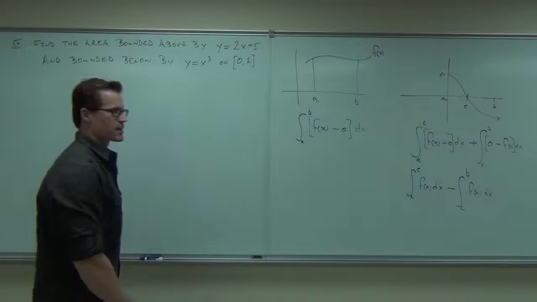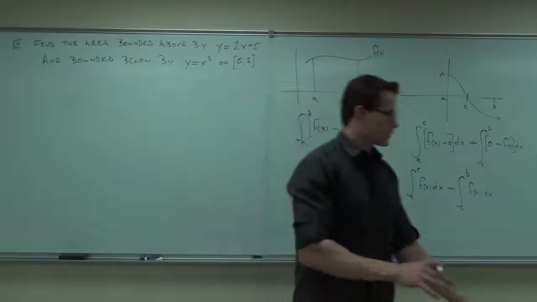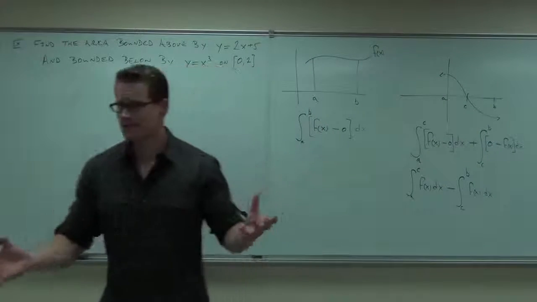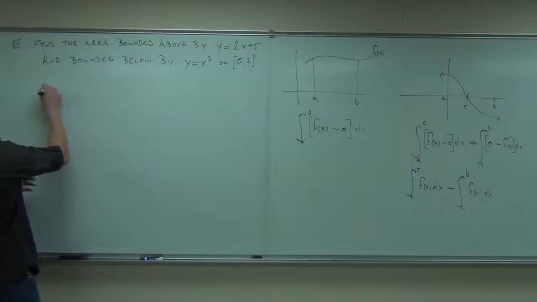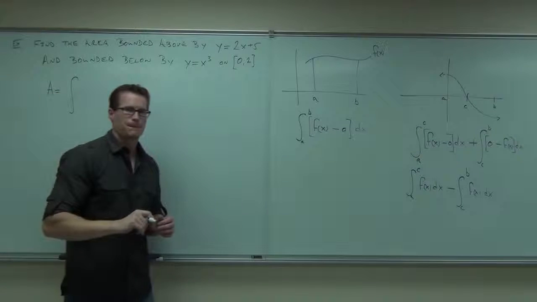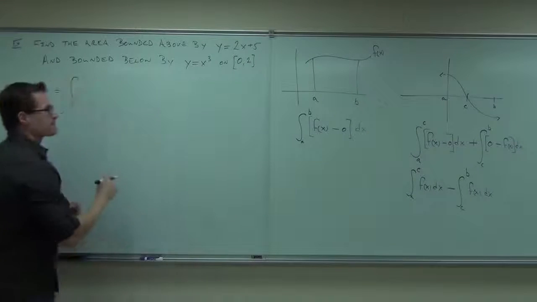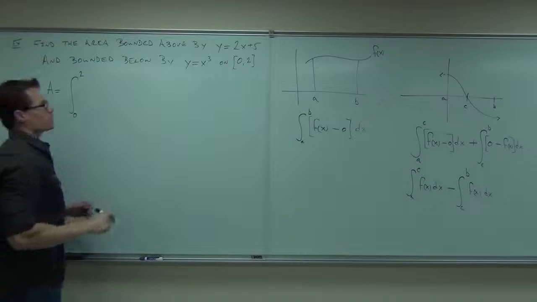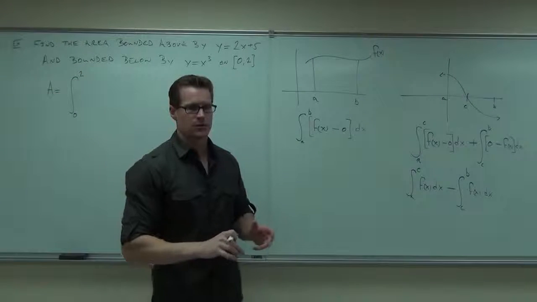Well, hey, let's try to set it up. All we need to know for this is where you start, where you stop, and which one's on top. That's basically it. So area between two curves says, where do you start? 0. Where do you end? 2. What function is on the top?